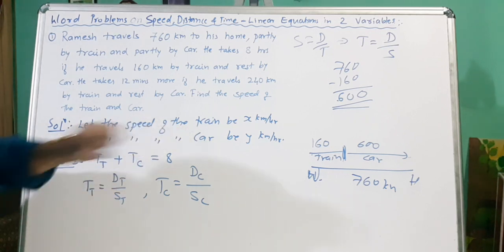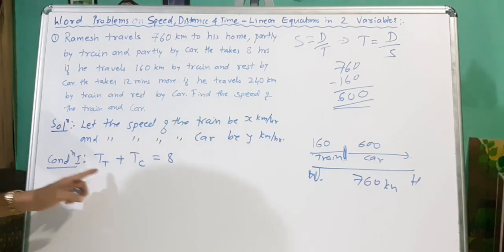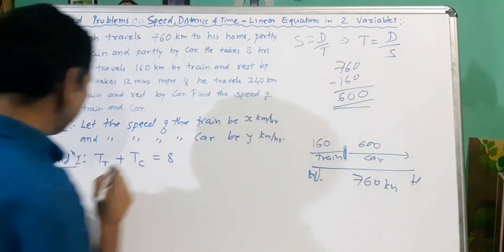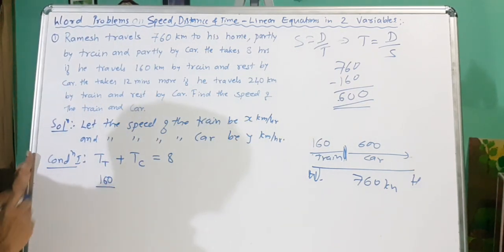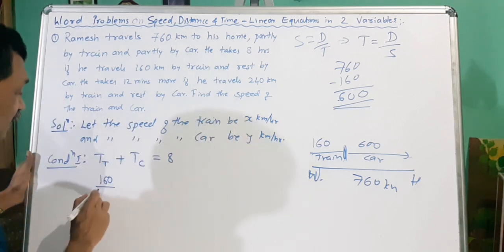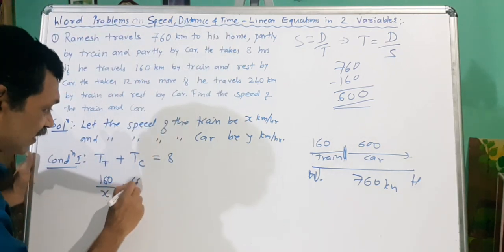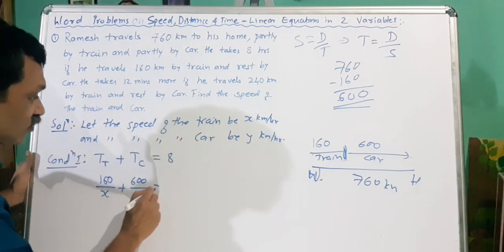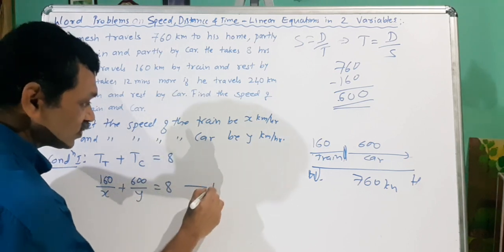Okay, so now we'll write it. Time travelled by train is distance upon speed, so 160 upon the speed of train, which we have taken as x, plus time travelled by car, which is the distance travelled by car, 600, upon the speed of car, which we have taken as y, and the total is 8. So this is condition 1, equation 1.